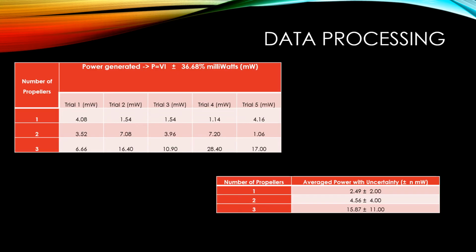The way I process my data is by first doing the power formula, that is voltage times current. I multiply them and then I obtain a percentage uncertainty. After that, with all the trials, I average them, and also I have to obtain an uncertainty by obtaining the range of all this data.